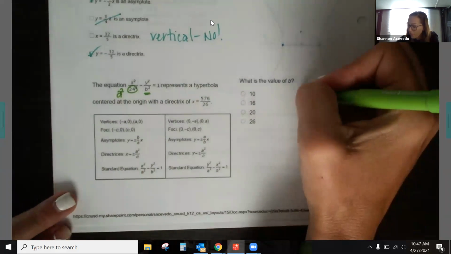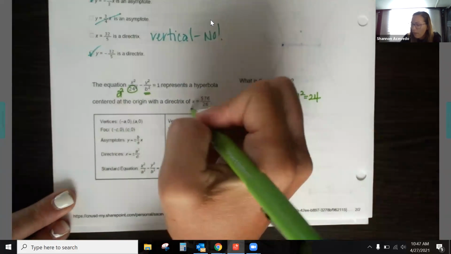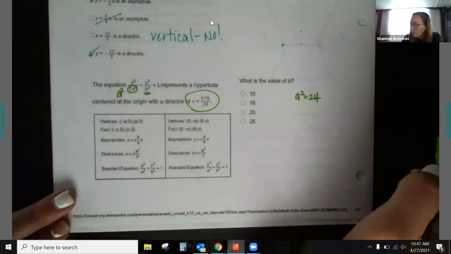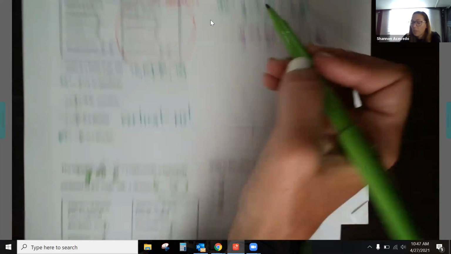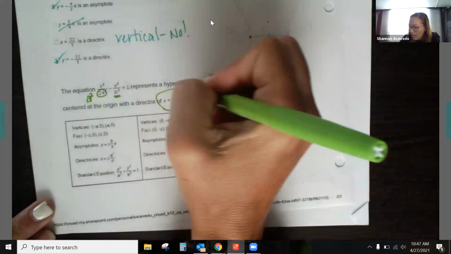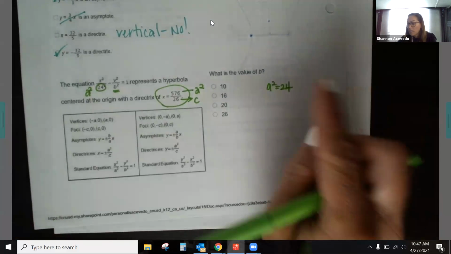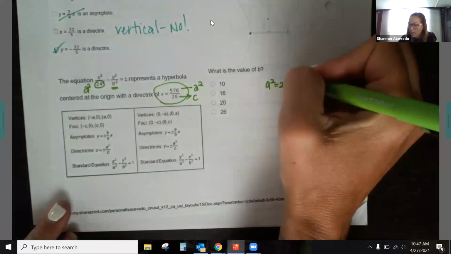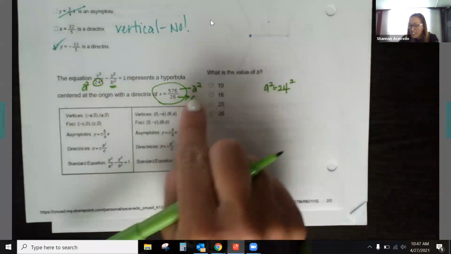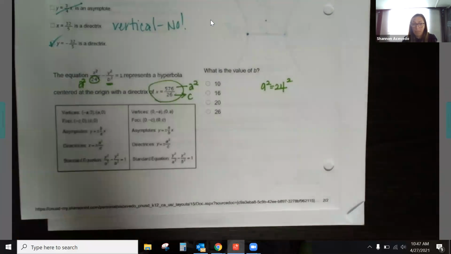So I do know a squared is 24. Got that piece. I also have this directrix is equal to 576/26. Well, remember, we just talked about this. My directrix is a squared all over c. So that tells me that this value has to be a squared. This value has to be c. Well, a squared, I had, oh, a is 24, so a squared is 24 squared. 24 squared is 576. That's the same a value. It has to be the same.